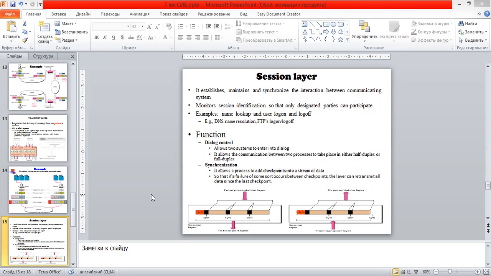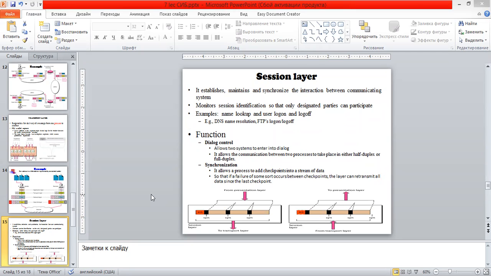It defines how to start, control, and end conversations called sessions between applications. This layer requests for a logical connection to be established on an end user's request. Any necessary log on or password validation is also handled by this layer. And session layer is also responsible for terminating the connection.